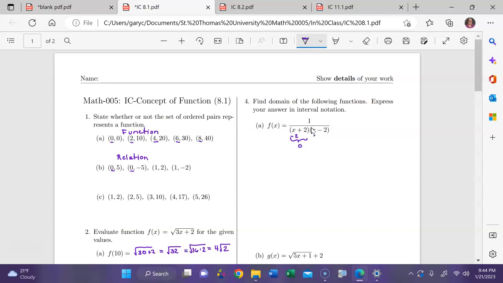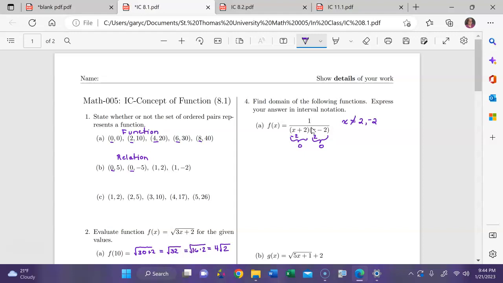Now if I were to put in a +2 here, this whole thing would also go to 0. So I have to specify that x cannot equal 2 or -2. It can't be either one of those. Now they want us to express this in interval notation.